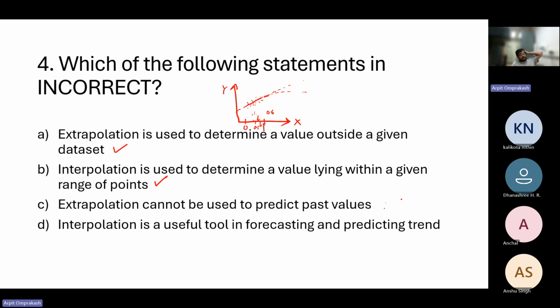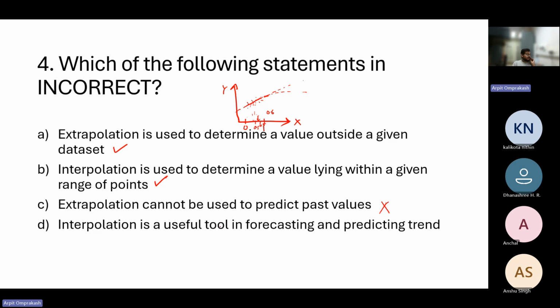Okay, so this statement, extrapolation cannot be used to predict past values, is incorrect because extrapolation can be used to predict in a limited sense. If x is a time variable, then we can use extrapolation to predict back in time, but those might be more incorrect. But yeah, we'll go ahead with saying that this is also incorrect.